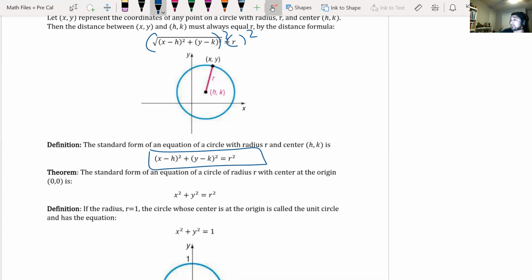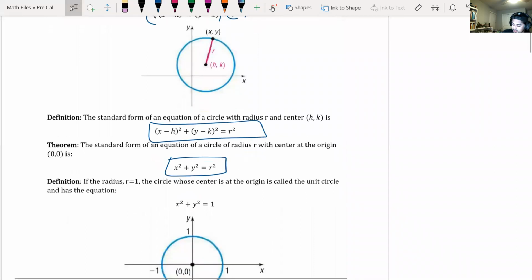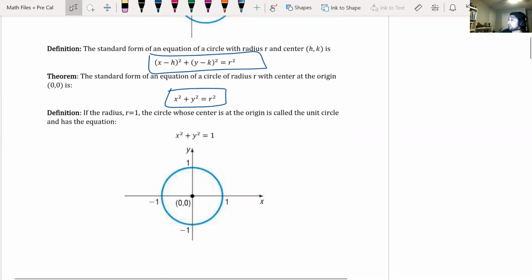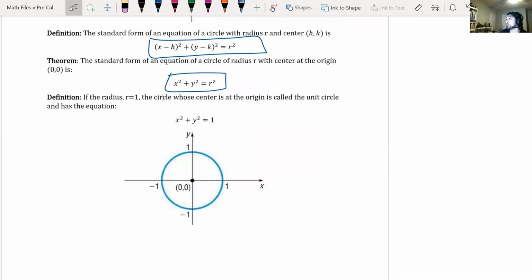If your center is at (0, 0), then you end up with the equation x squared plus y squared equals r squared. And if your radius happens to be 1, then you end up with something called the unit circle. Hey, that's something we're going to be seeing a lot of this semester. Only when we get to chapter 7. So this is the unit circle. Okay, but for now, we're just learning about regular old circles.